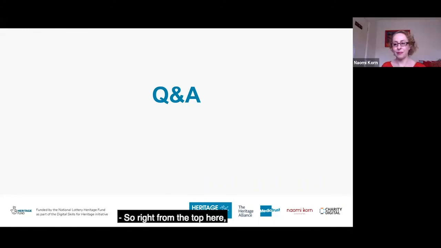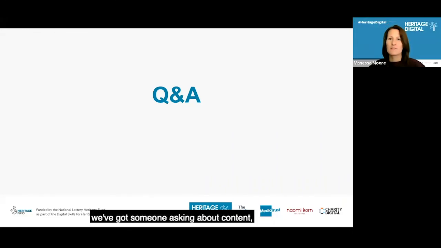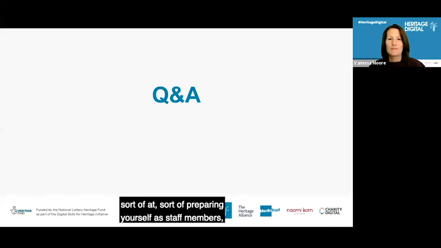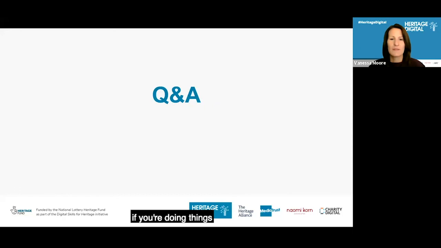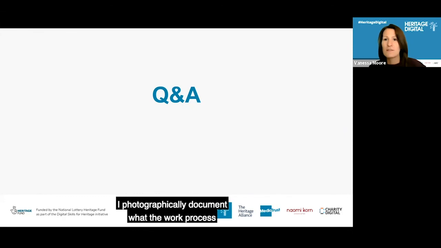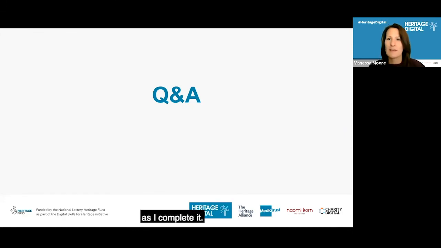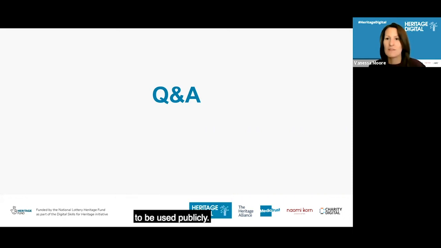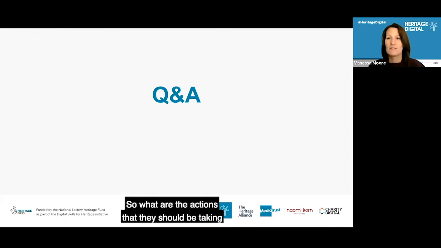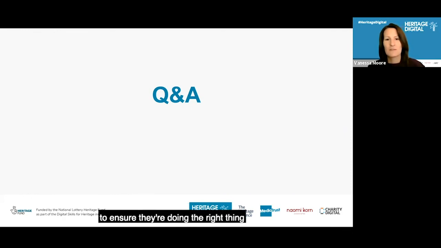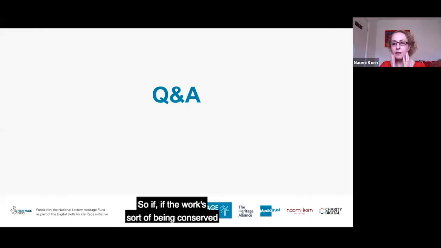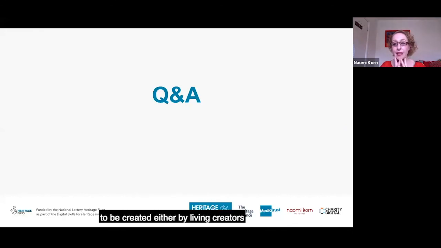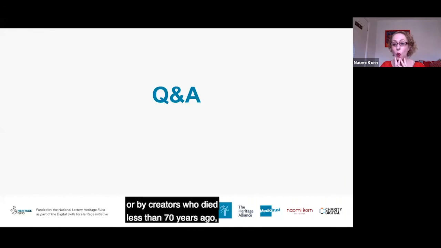Brilliant. So right from the top here, we've got someone asking about preparing yourself as staff members if you're doing things that might have copyright implications. They've said, as a conservator, I photographically document the work process as I complete it. And then they've asked about the potential for those images to be used publicly. So what are the actions that they should be taking to ensure they're doing the right thing whilst they're doing their work?